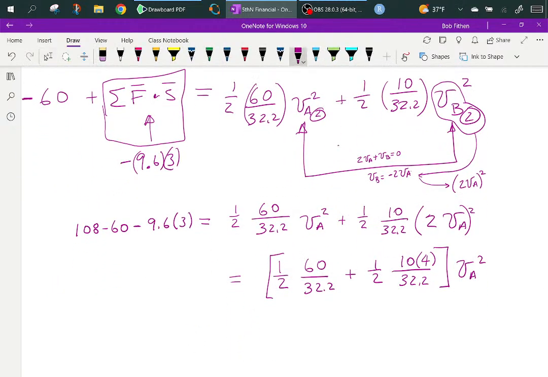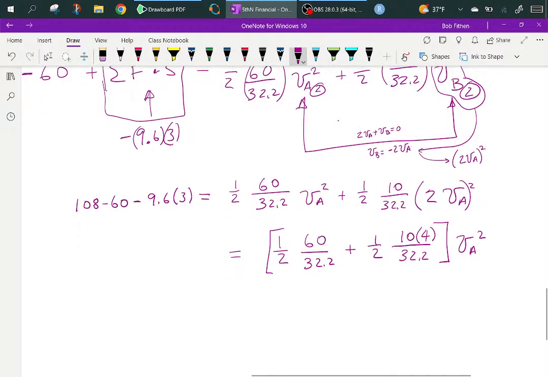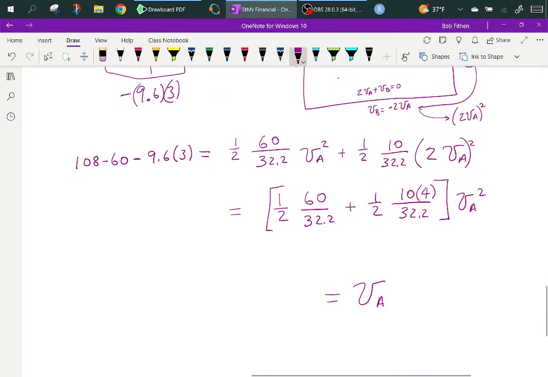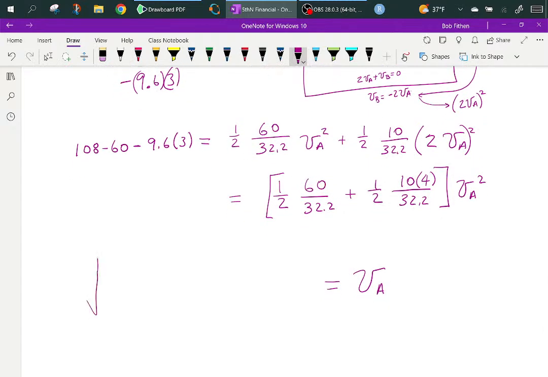Oh, so I can just combine it all together. Or maybe I want to take the picture there. I don't know. Who cares? I'll just combine it all together. VA is equal to, as long as I have enough space above it or below it, I can take the picture. And that would be 108 minus 60 minus 9.6 over 3.